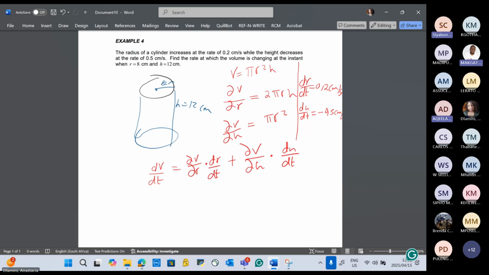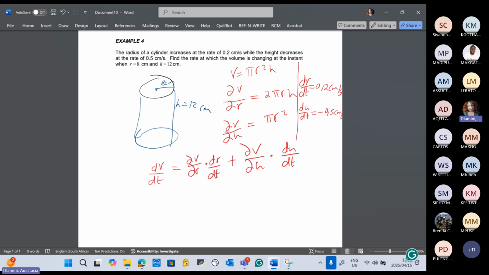Partial derivative, centimeters, final answer: centimeters per second. Rate of change: centimeters squared per second, centimeters cubed per second. Okay, are we all okay?